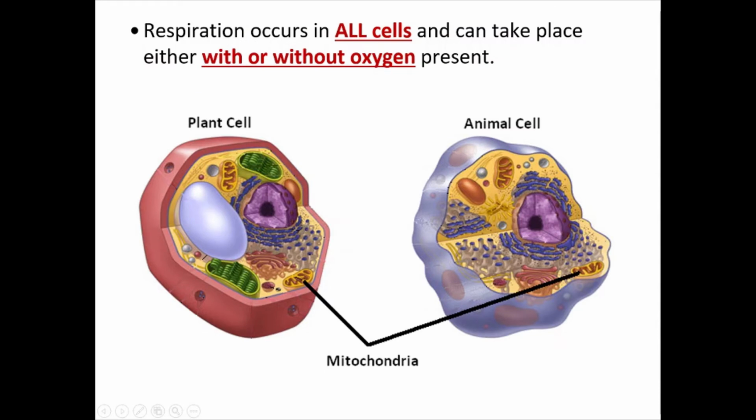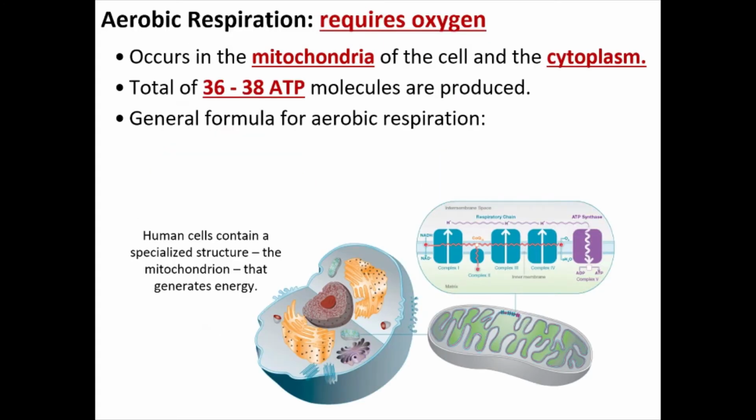What most people don't realize about this cycle is that cellular respiration actually occurs in all cells, including plant cells. This is how plants actually break down the glucose they make in order to produce energy for their own life processes.